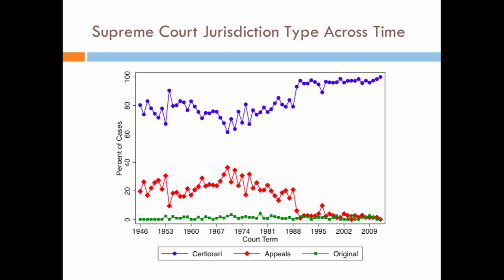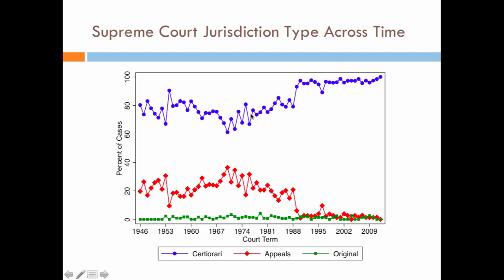This graph provides a visual depiction of the court's docket composition for the last 60 years or so. The pattern should be abundantly clear. Cases from within the court's original jurisdiction, this green line here, comprise a very, very small minority of the cases that the justices hear each term, while the vast majority stem from these discretionary cert petitions.